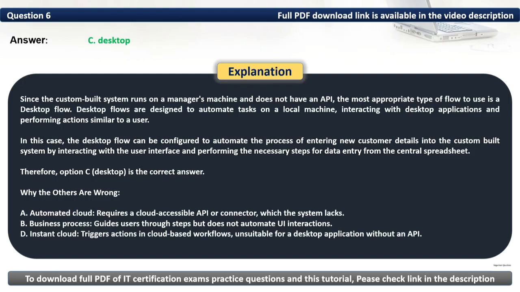Since the custom built system runs on a manager's machine and does not have an API, the most appropriate type of flow to use is a desktop flow. Desktop flows are designed to automate tasks on a local machine, interacting with desktop applications and performing actions similar to a user. In this case, the desktop flow can be configured to automate the process of entering new customer details into the custom built system by interacting with the user interface and performing the necessary steps for data entry from a central spreadsheet. Therefore, option C is the correct answer.